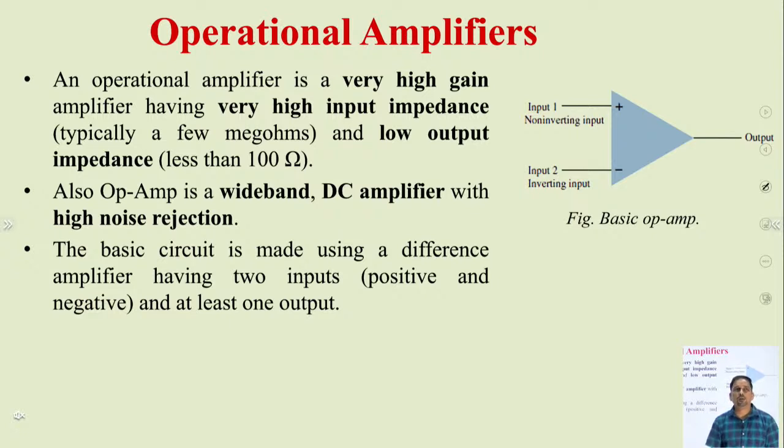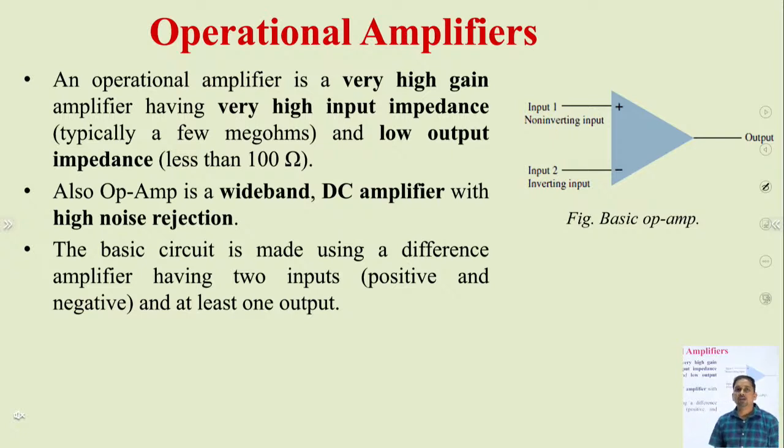So first, the introduction to the operational amplifier. An operational amplifier is a very high gain differential amplifier having very high input impedance, and the output impedance is very low, of the order of, let's say, less than 100 ohms, and the input impedance is of the order of, let's say, mega ohms. So the op-amp is a very wide band DC amplifier with high noise rejection, meaning this device has the capability to reject noise.